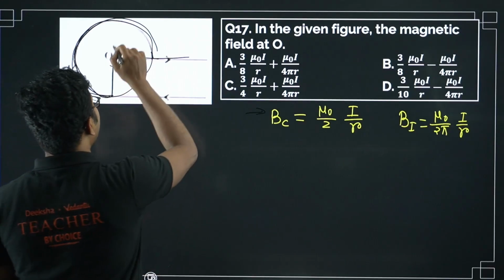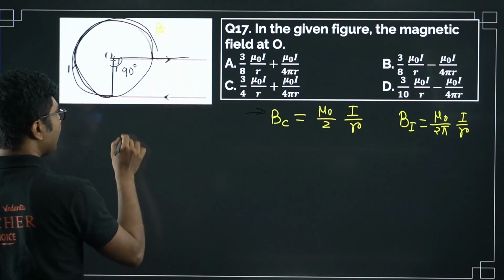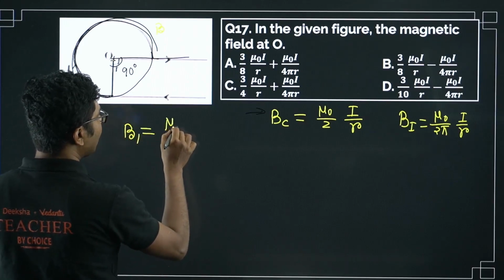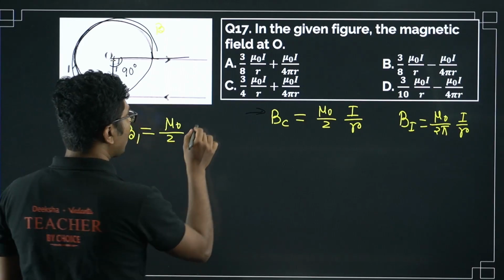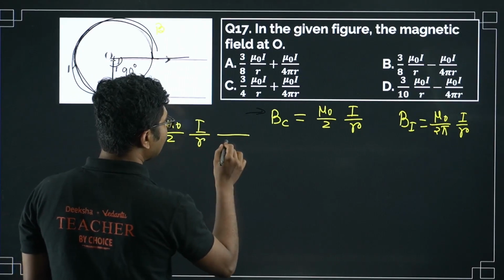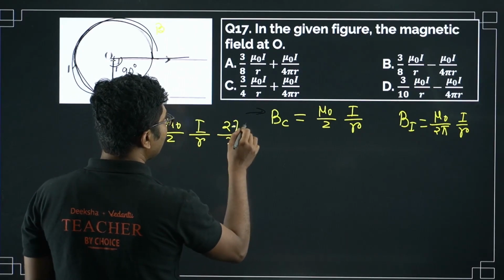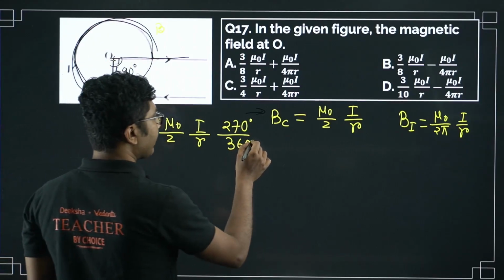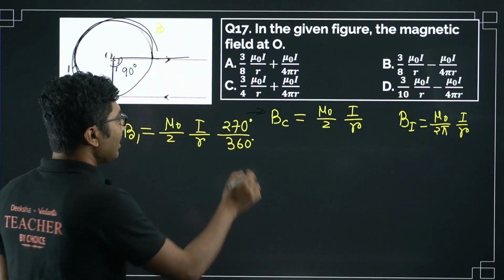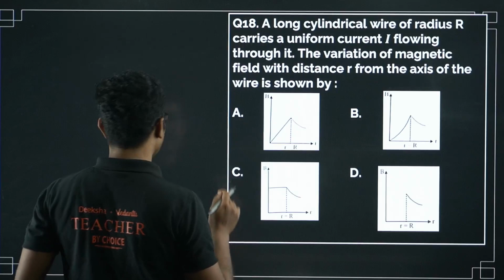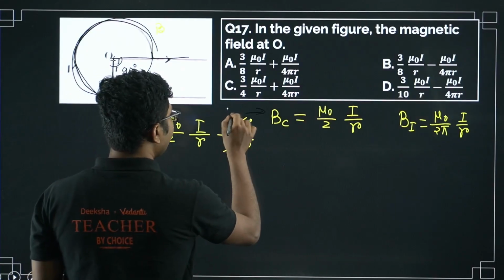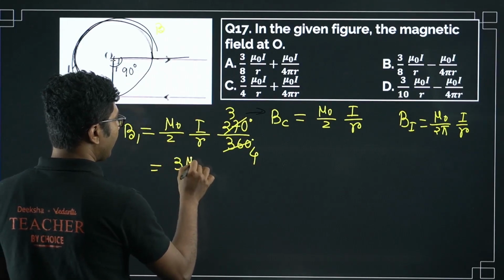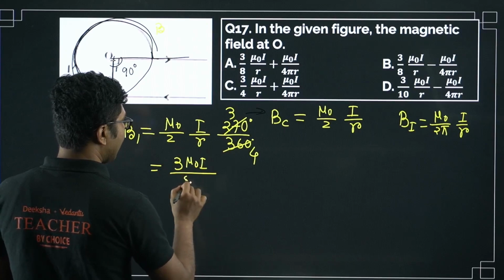So what is the magnetic field due to this part? Say B1. The total magnetic field is mu naught by 2 I by R, and that is for an angle of 360 degrees. But we have only 270 degrees present here. So this is one way to solve it. You can multiply with 3 by 4 as well, or you can use the angle. So 3 mu naught I by 8R is the magnetic field.